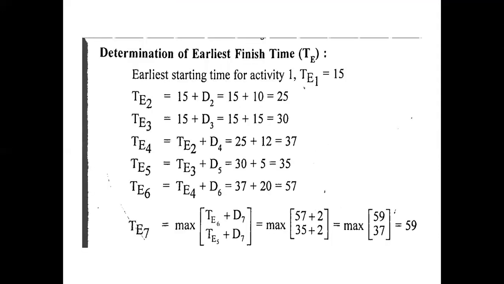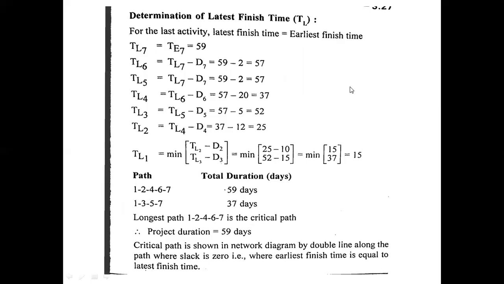For the first activity, the earliest start time is zero, so the duration of the first activity is considered as the earliest finish time of the first activity. And in the calculation of the latest finish time, the latest finish time of the last activity is the same as the earliest finish time of that last activity. These are the things we have to remember while solving problems in the critical path method.